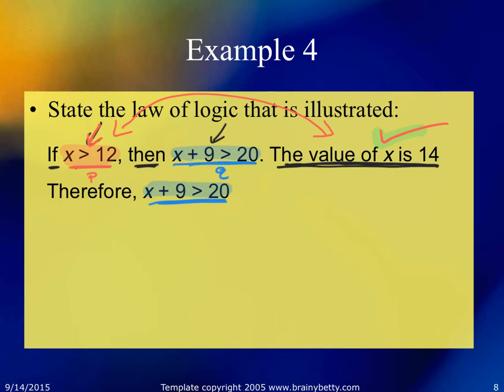So when we have a statement like this, we're not going through and testing the numbers out to see whether it's true. The statement was made: if x is greater than 12, then x plus 9 will be greater than 20. So if we check that, okay, great, x is 14, therefore this is true.